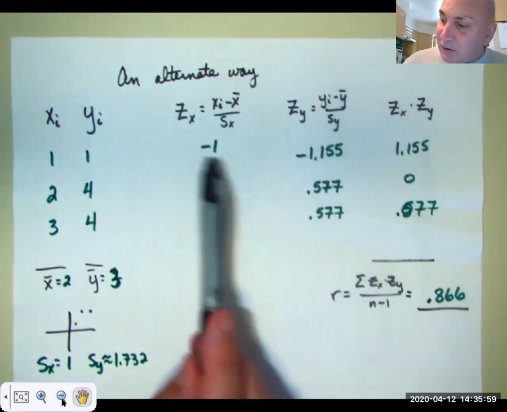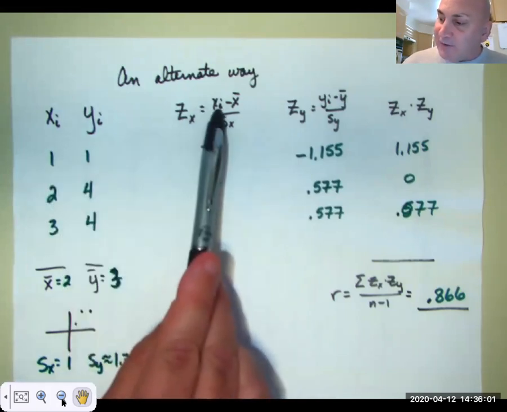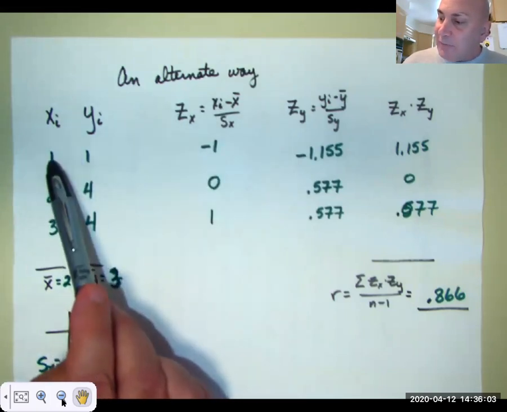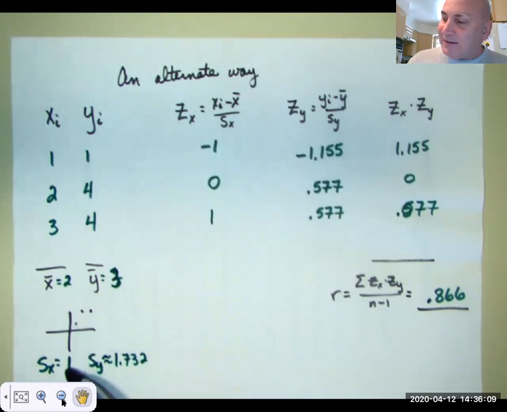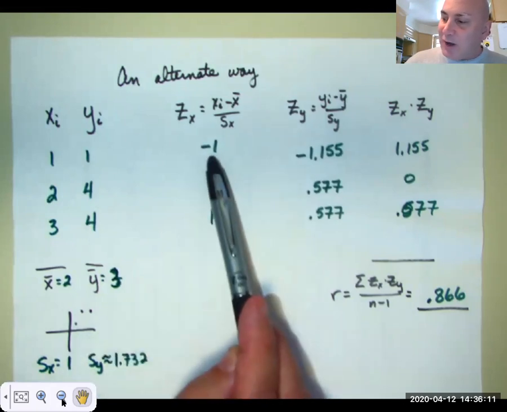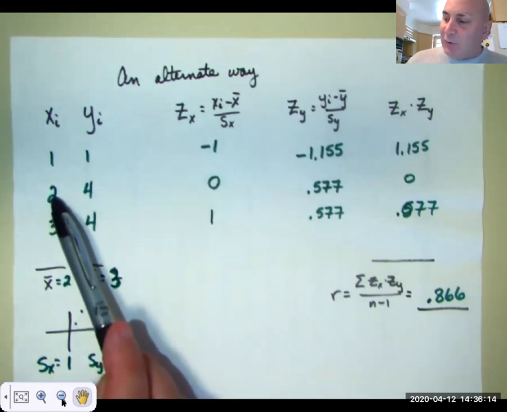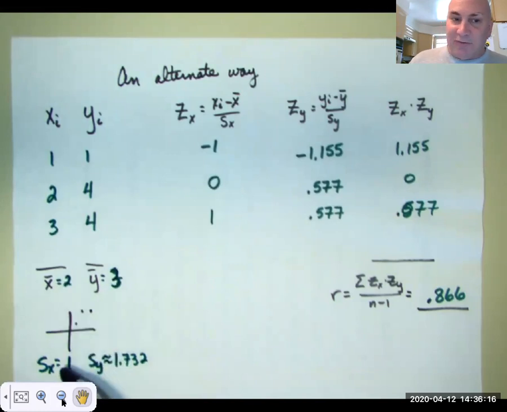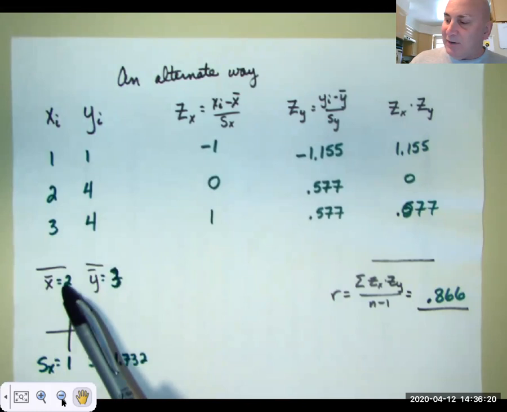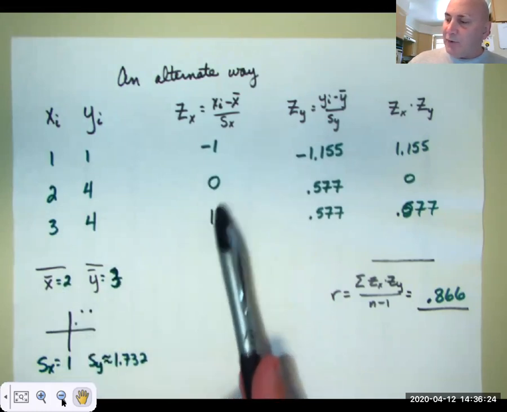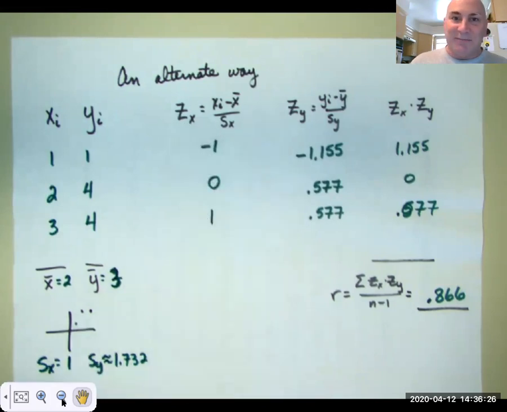I'm going to take the data point x sub 1, which is 1, minus 2, which is negative 1, and I'm going to divide that by s sub x, and I get negative 1. Here I get 2 minus the mean is 0, divided by 1 is 0. 3 minus the mean is 1, divided by 1 is 1. So those are my z sub x's.